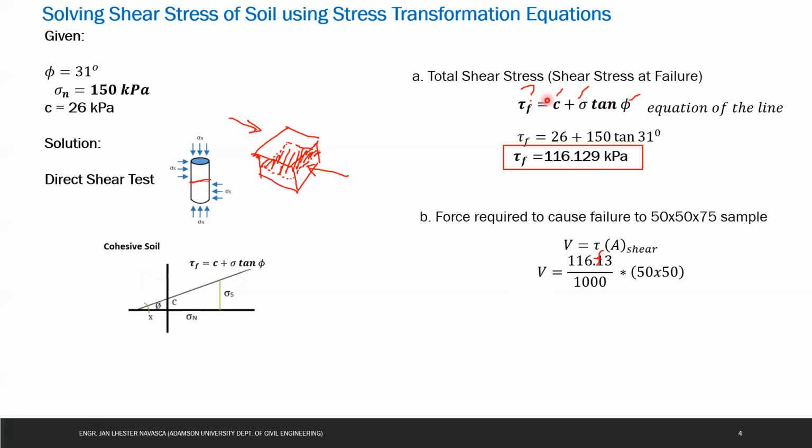116.13, which is 116.129, divided by 1000 to be in megapascal, multiplied by 50 by 50, you get 290.32 kilonewtons. That is the answer for this problem: the force required to cause failure.